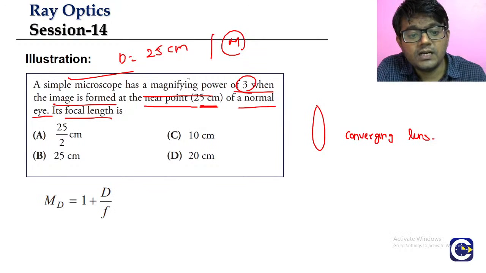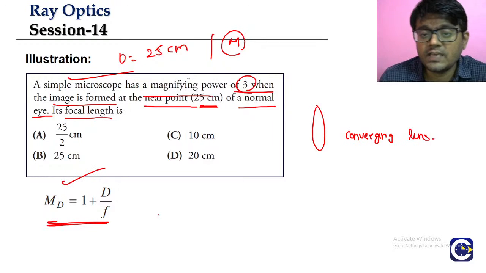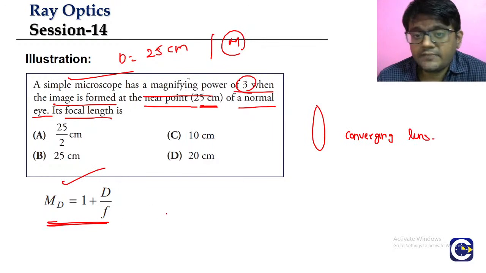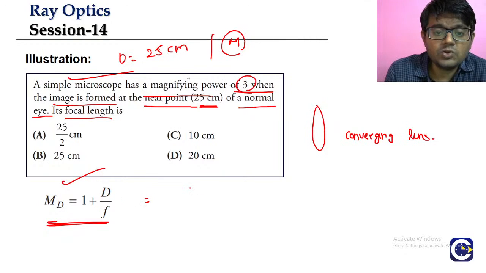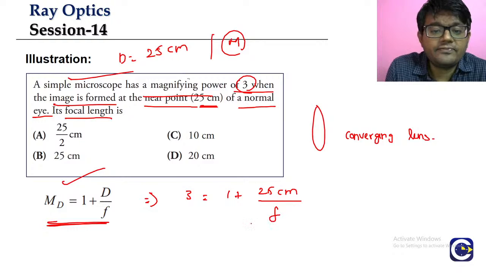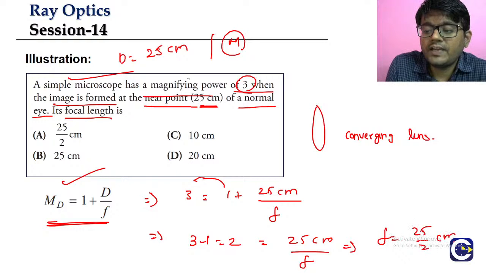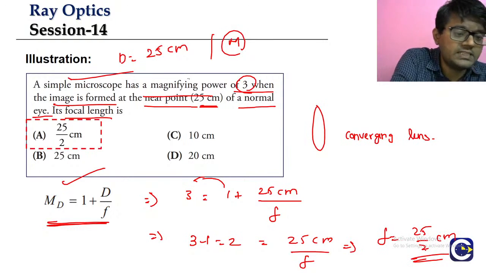So what is the formula? In case the final image is formed at the near point, what is the magnification formula? 1 plus d by f, right? For a simple microscope. So this is given as what? 3. They are giving us magnifying power is what? 3, right? So 1 plus 25 centimeter by f. Okay. So we'll take the 1 to the left side. 3 minus 1 will be 2. 2 is equal to 25 centimeter by f, which means F will be 25 by 2 centimeter. Check it up guys, what is the answer?